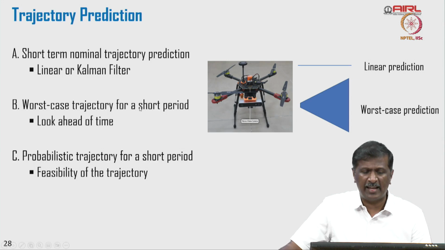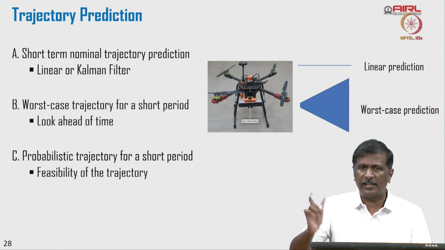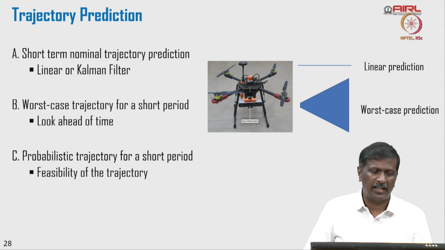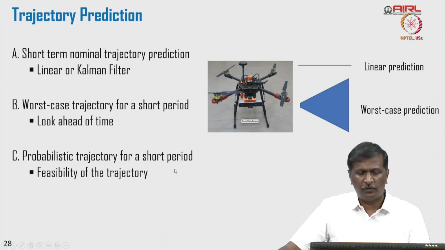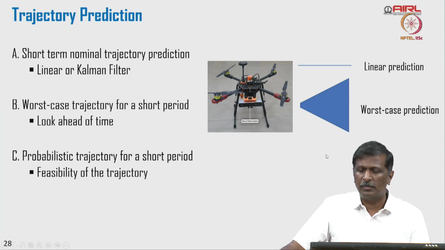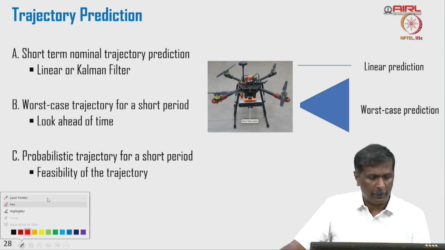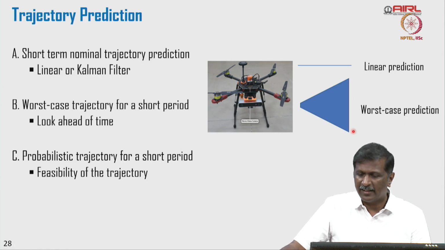Or I want a worst case for a short period. What about the look ahead time? Let's say for 6 seconds, worst case prediction I need. Or I may go ahead with the probabilistic trajectory for a short period of time. I'm looking at a feasibility, right? I'm just saying that in the next 6 seconds, the drone could be anywhere here, right? We are talking about uncertainty here. I am not able to say precisely where he will be. It could be anywhere here.